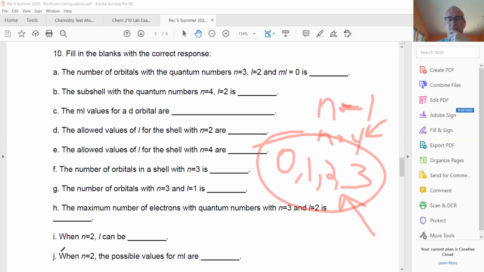When you ask me about M sub L, I should include negative values, like -1, -3? Yeah, that's the only place other than the spin where you'll see a negative number.